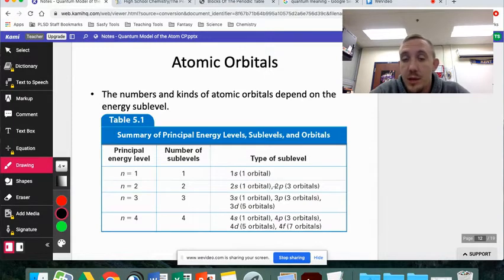Just remember, each sublevel has its orbitals. So energy level 1 has 1 orbital. Energy level 2 has 4 orbitals, because S has 1 orbital and P has 3. Energy level 3 has 9 orbitals. And then energy level 4 has 9 plus 7, which is 16 orbitals.